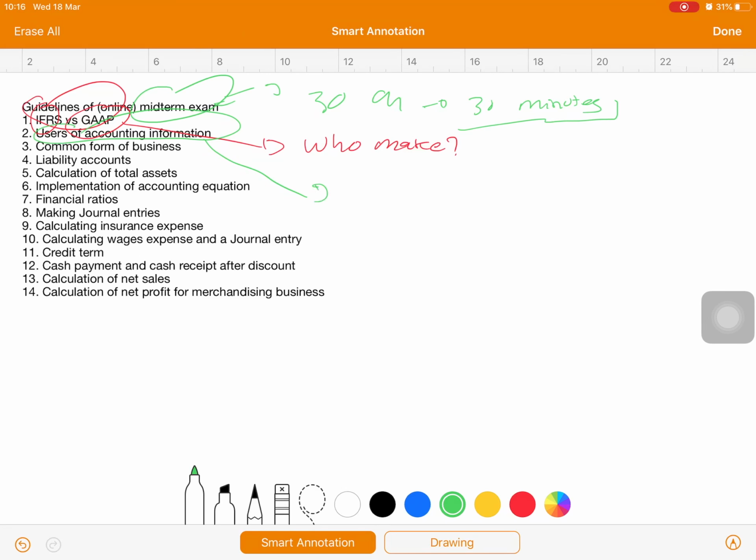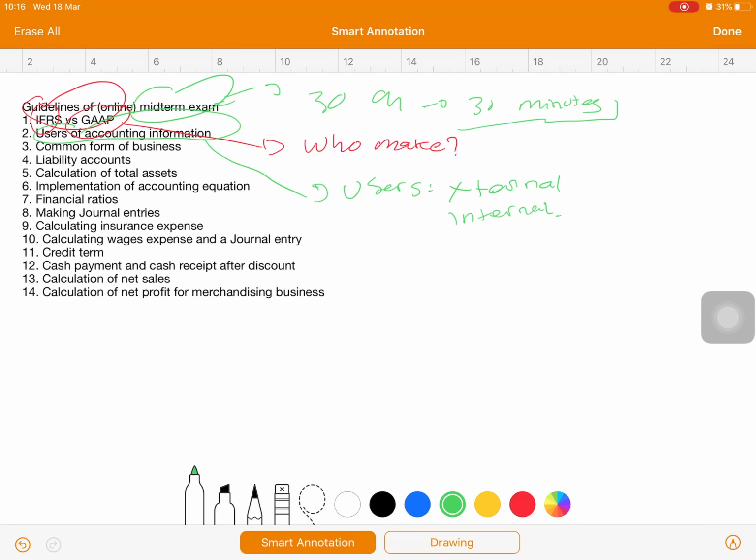And then the next one is the users of accounting information. You know that the users of accounting information can be external and internal. Okay, so the external is the outsider of the organization, and internals means the insiders of the organizations, so like managers, staff, and something like that. But external can be government and shareholders.